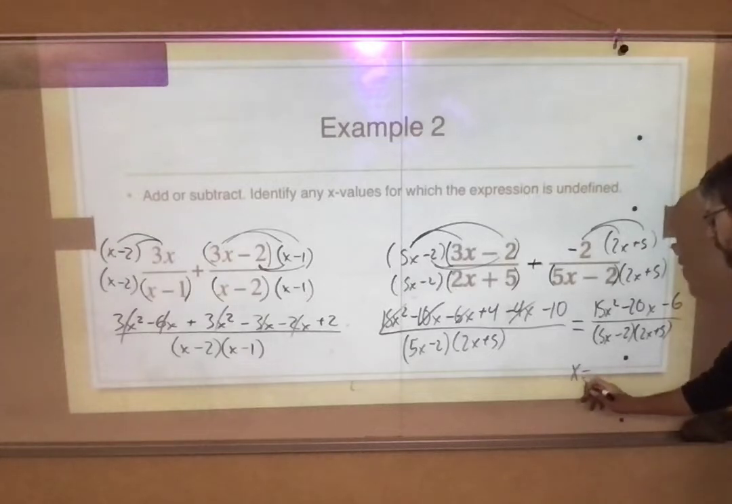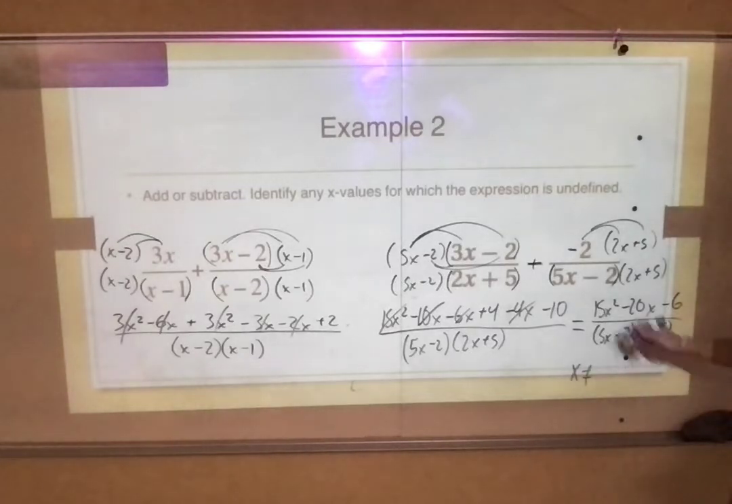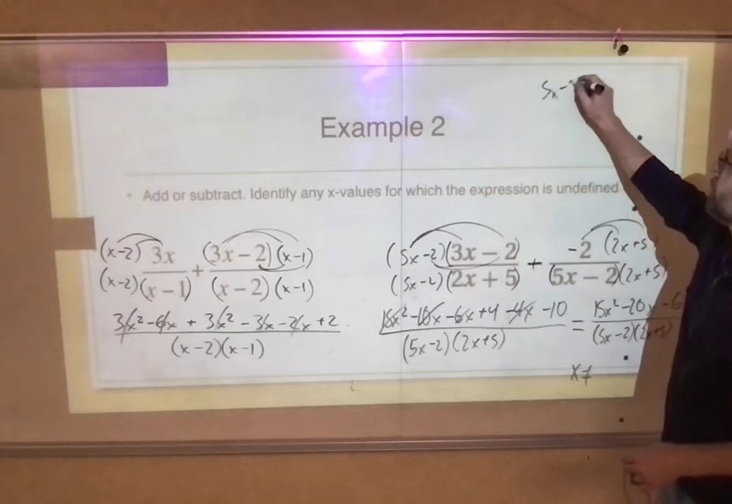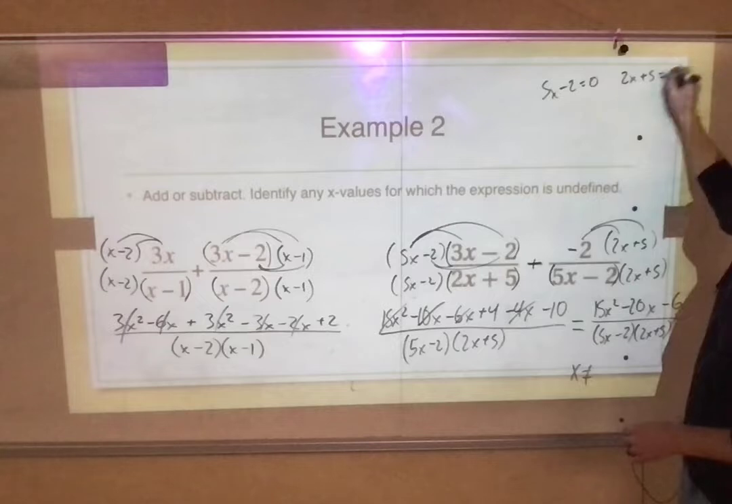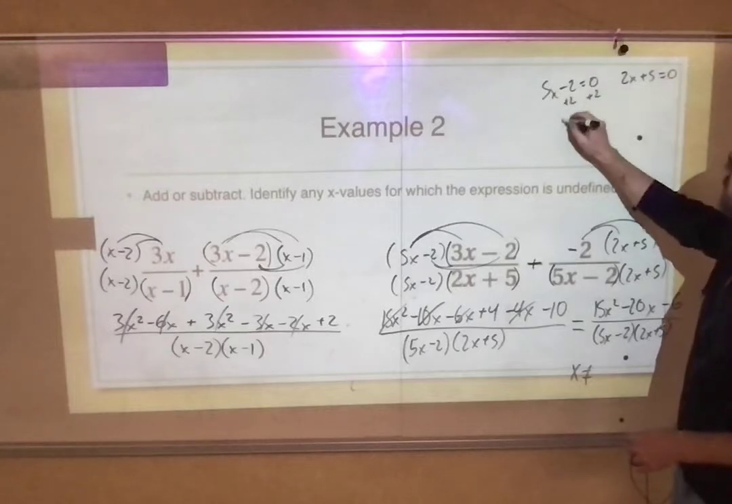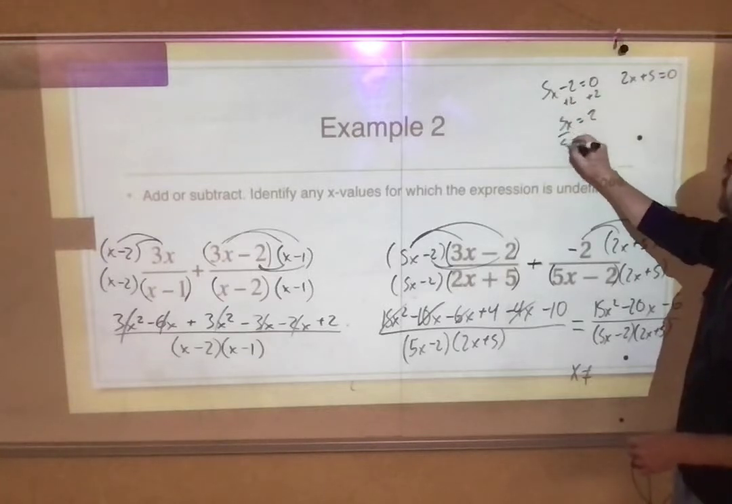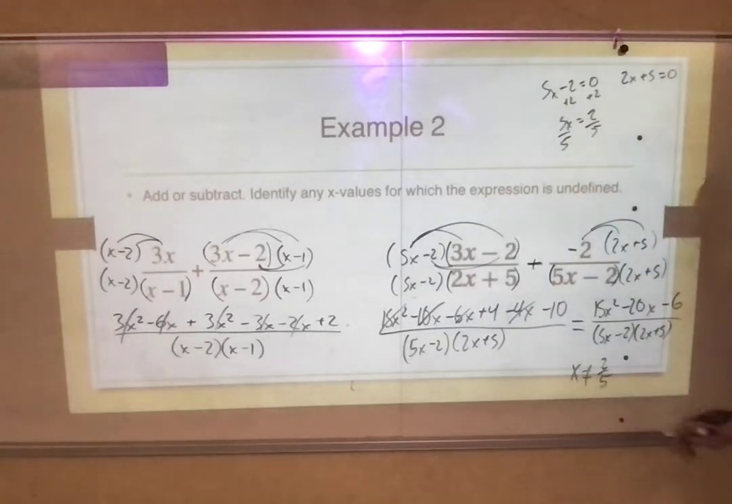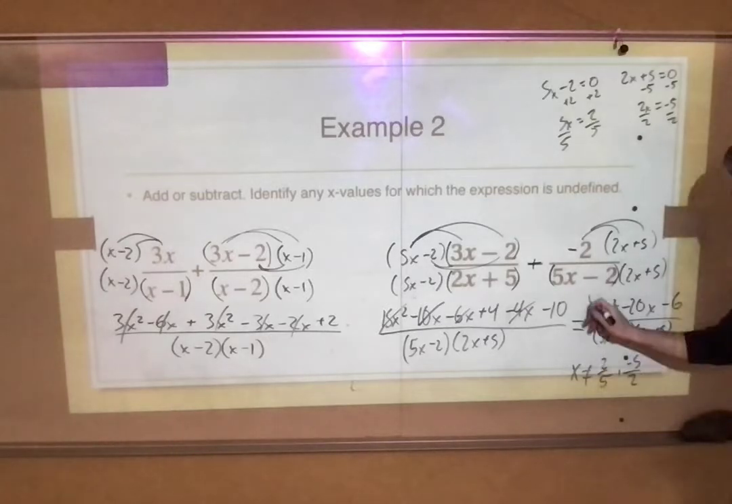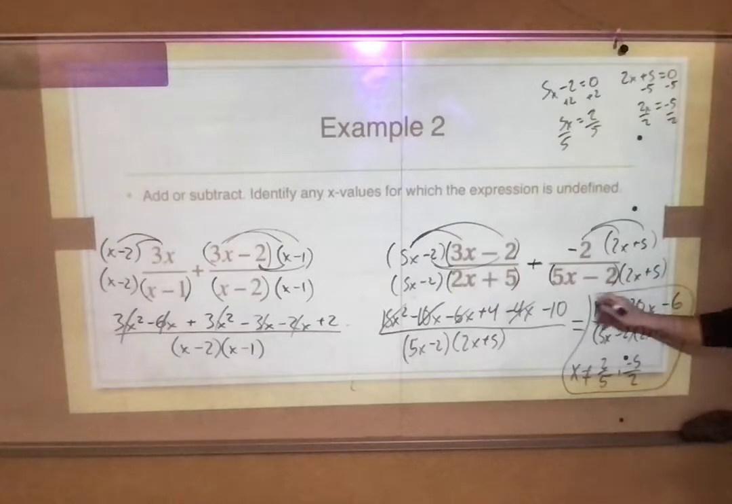Now, what are our domain restrictions? These ones I can't just flip the sign, but I can set them both equal to 0 to solve. Plus 2, 5x equals 2, divide by 5, we get that x can't equal 2/5. And then over here, we get that x can't equal a -5/2. So that's our full answer for that one.